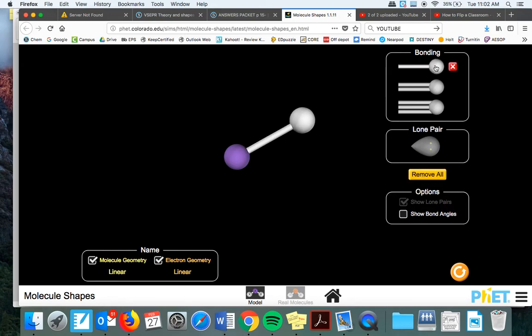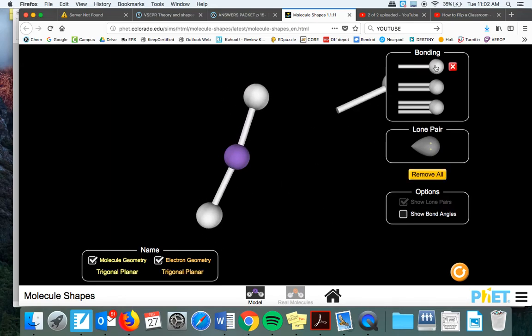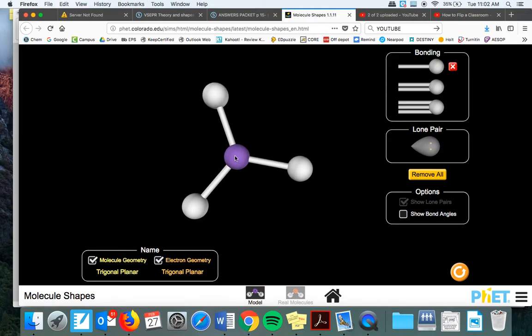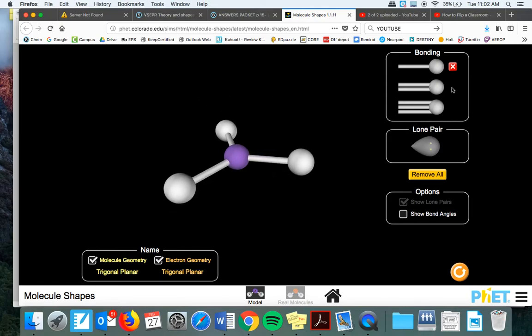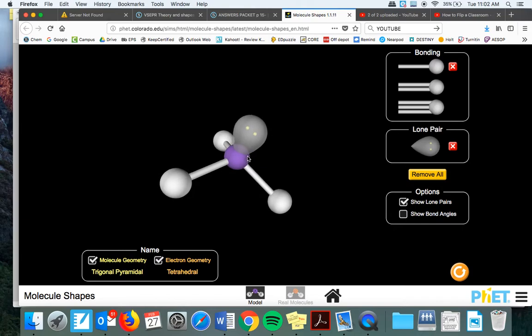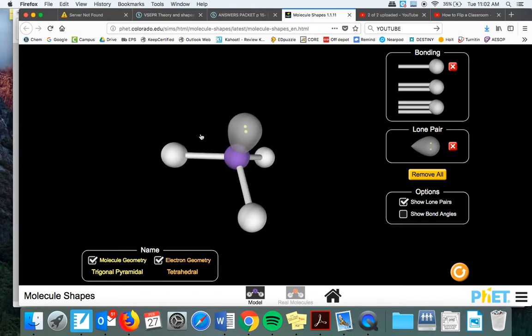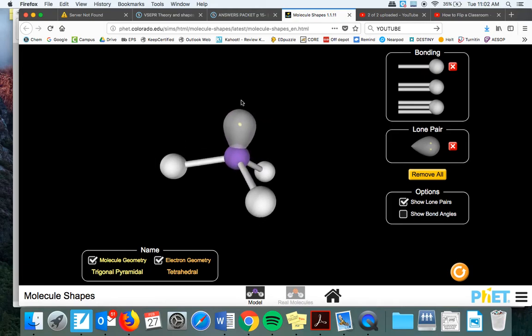Another tetrahedral geometry would be AB3E. So this is what a trigonal pyramidal shape would look like. The geometry is tetrahedral because it still has the 4 total areas.